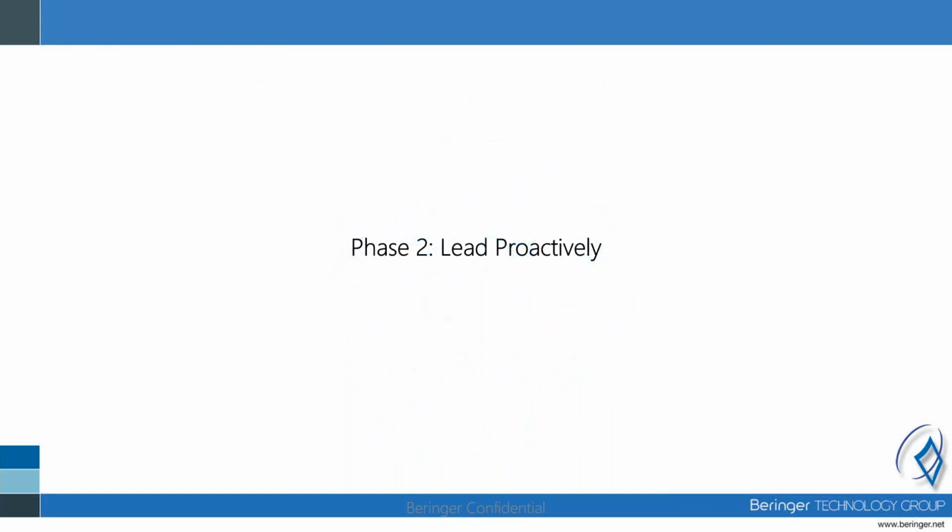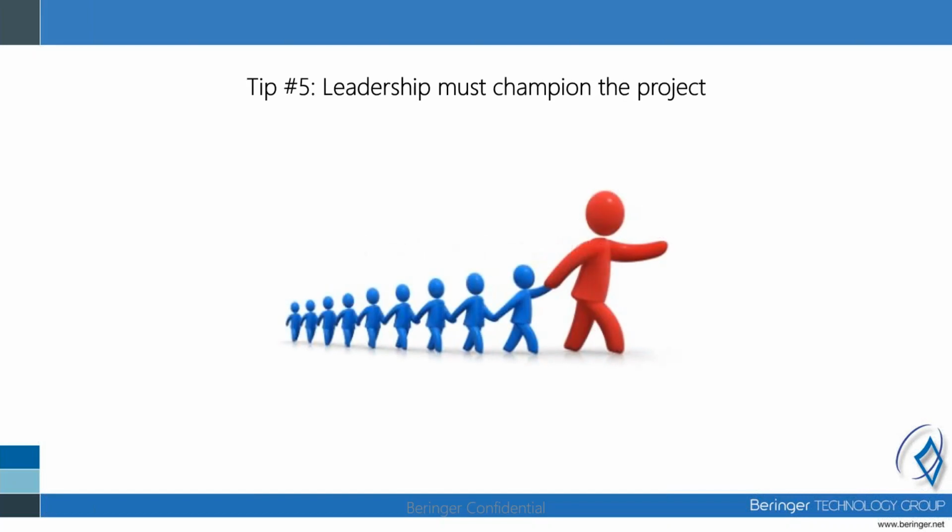The next phase to successful user adoption is to lead proactively. And that takes us to tip number 5. Leadership must and should champion the project. All employees affected by the new system should have a clear understanding of why the project was initiated and the ultimate goal for the organization. The leadership team, from CEO to department managers, should be committed to that goal and be able to explain it clearly. Leaders should be supportive of employees' efforts and remain fully engaged throughout the project.